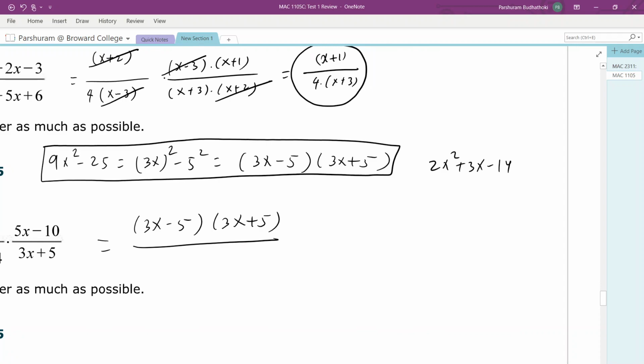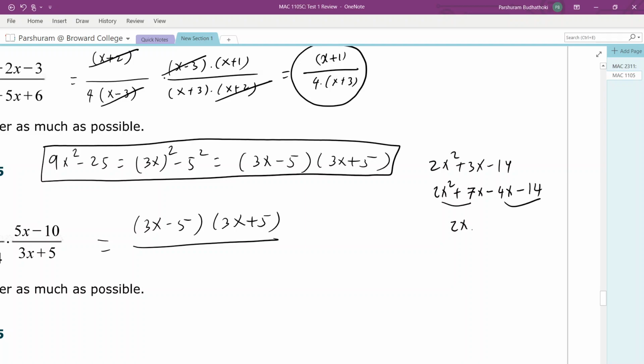So I need the factors of negative 28 such that the sum of those factors should be positive 3. So 7 times negative 4 is negative 28, and 7 minus 4 is positive 3. So I can split this 3x as 7x minus 4x, and I can find the factors now.